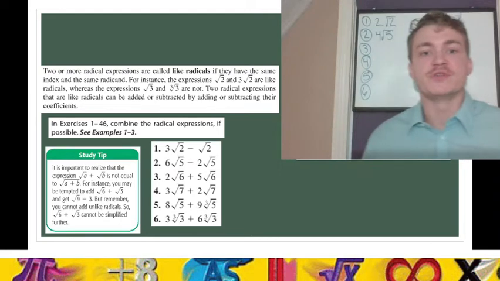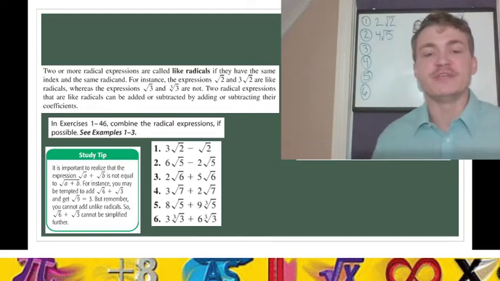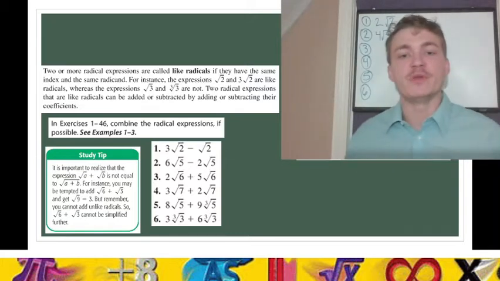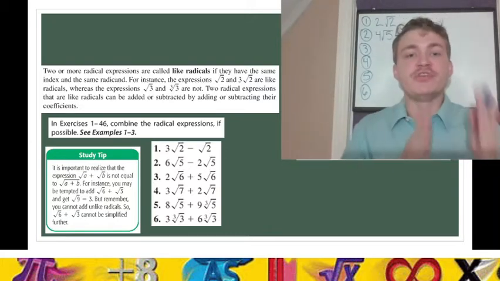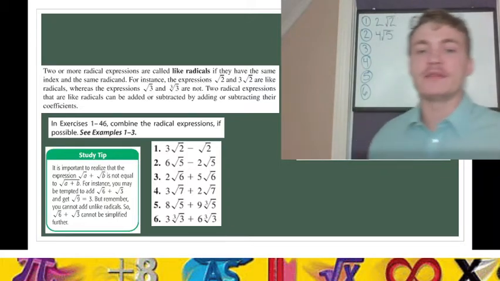For number 3, 2 square roots of 6 added to 5 square roots of 6. The square root of 6 for each of these here. Again, we can consider for number 3 the distributive property, because as you see there, the 2 is multiplying the square root of 6. The 5 is multiplying the square root of 6.